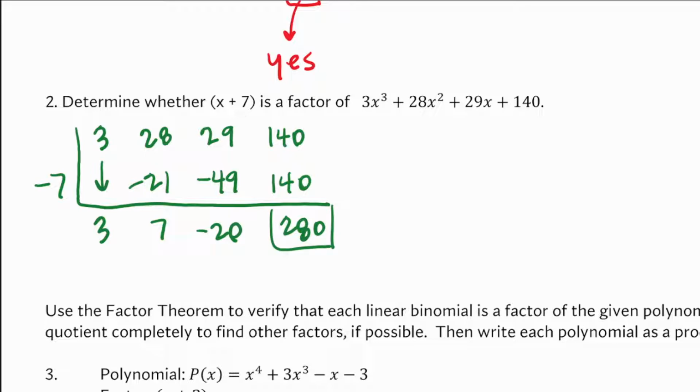So if you made a sign error or something like that, you could be tricked into thinking that it had a remainder of 0, or if you forgot and subtracted these, you could get remainder 0 and say yes. But since this remainder is non-zero, I know that this is not a factor. I think we determined that was negative 49. I'm not sure where it went, but there you go.